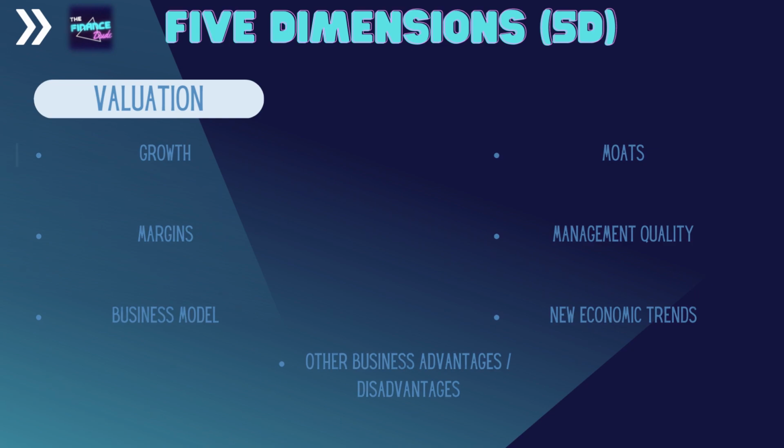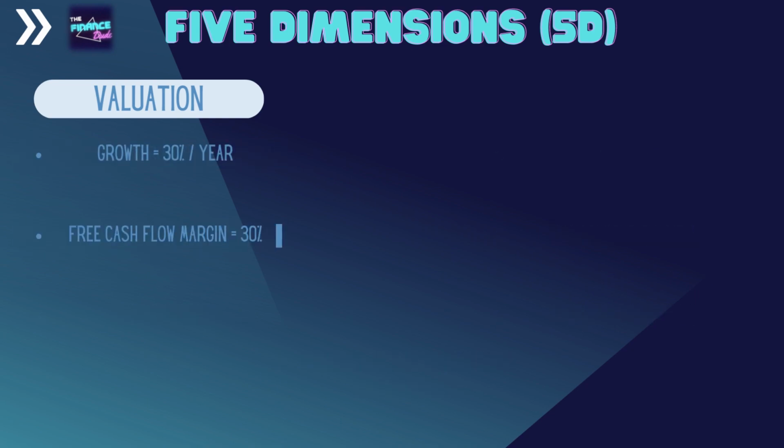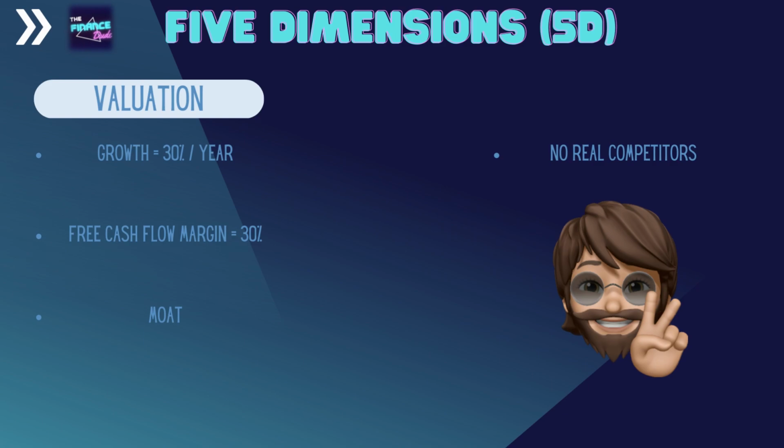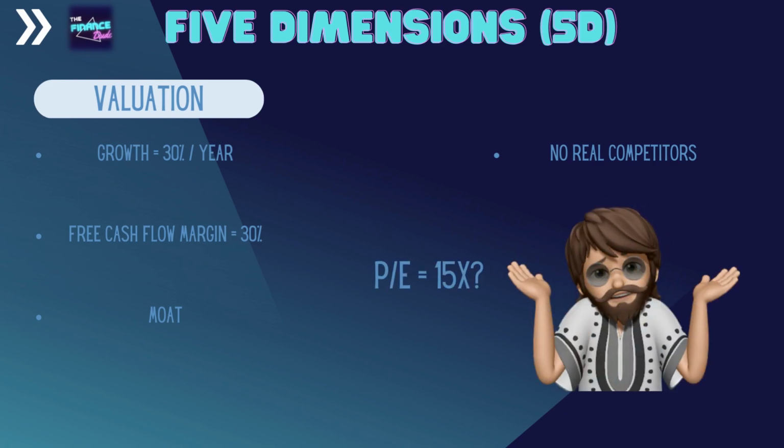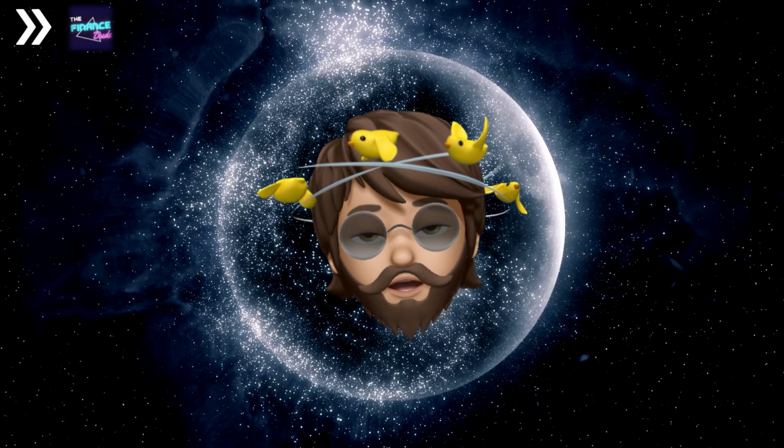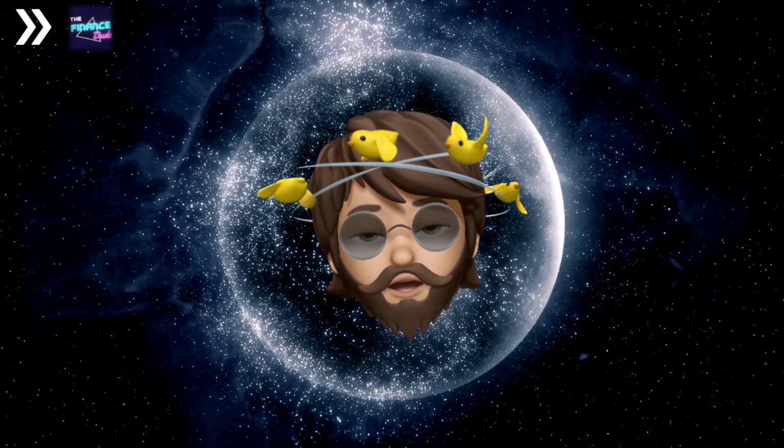For example, if a company grows 30% per year, has a free cash flow margin of 30%, and has a large moat around its business with no apparent competitors, any investor should be extremely comfortable paying a higher multiple than a standard PE ratio of 15x, right? There are so many things to look up before making an investment decision.